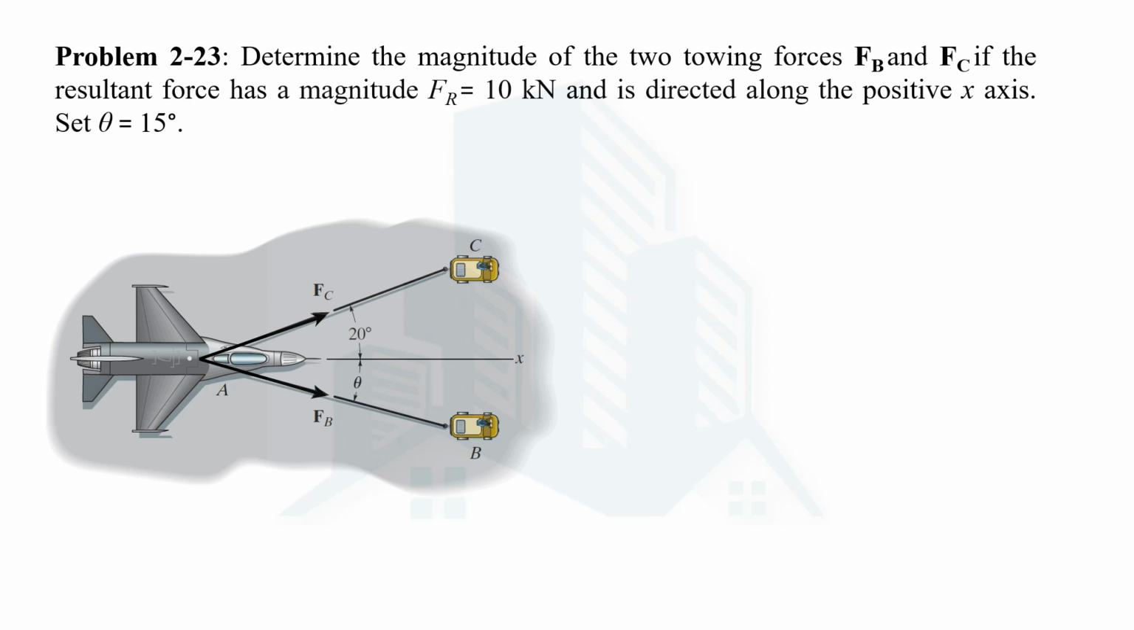In order to solve this problem, we need to construct a triangle with the help of the two forces and the resultant. One force is Fc, which is along a 20-degree angle with the positive x-axis, and Fb is along 15 degrees with the positive x-axis. The resultant force is along the positive x-axis. Its magnitude is given, which is 10 kilonewton. So let's start drawing a triangle.